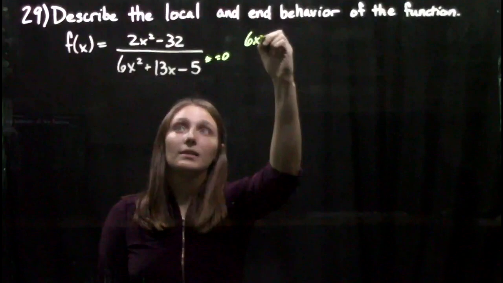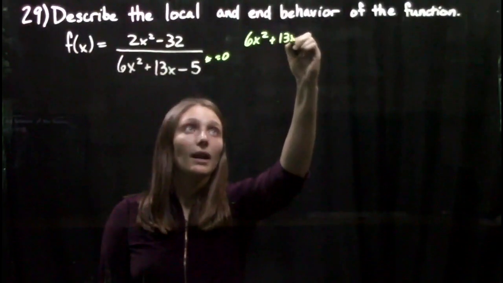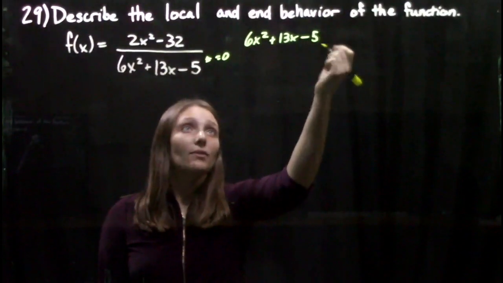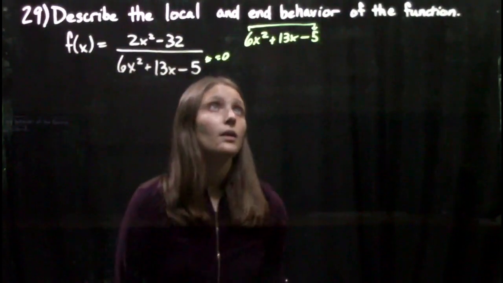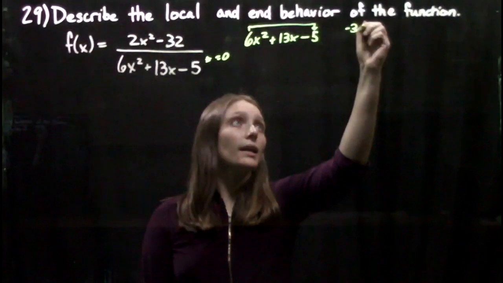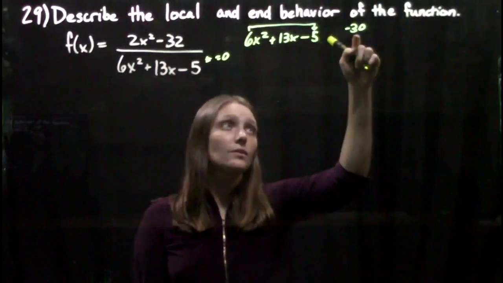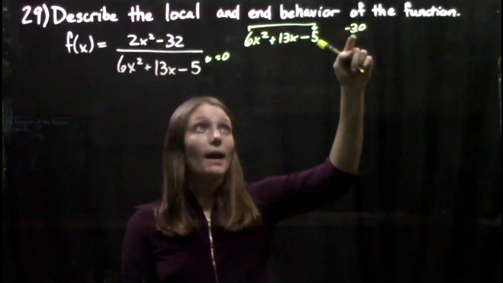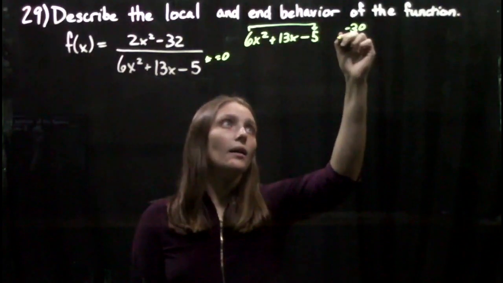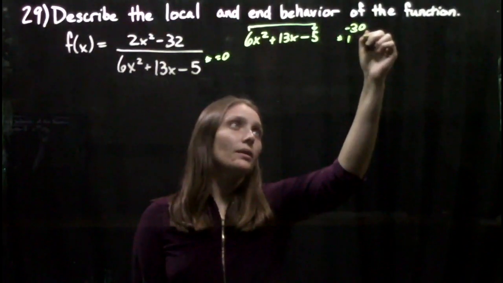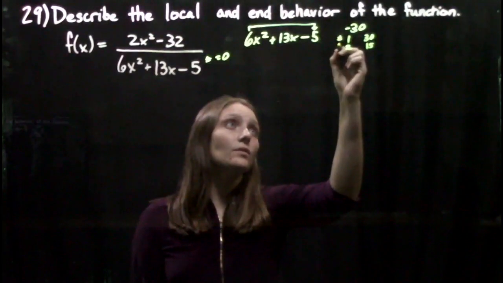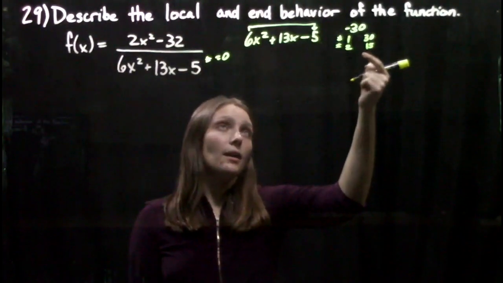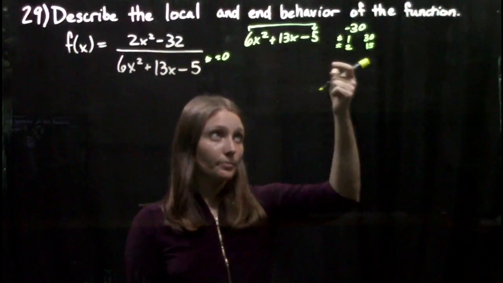So we have 6x squared plus 13x minus 5. And in factoring that, we're going to multiply the first one by the third one and find that we have negative 30. And now what we want to do is find factors of negative 30 that add up to 13. So we've got plus and minus 1 times 30, we've got 2 and 15, and we see that 2 and 15, when you subtract them, we can get 13 from them.